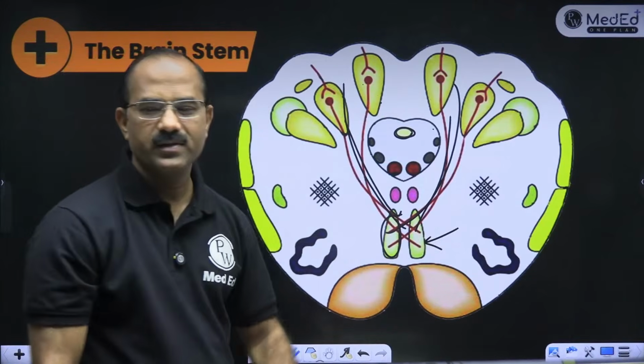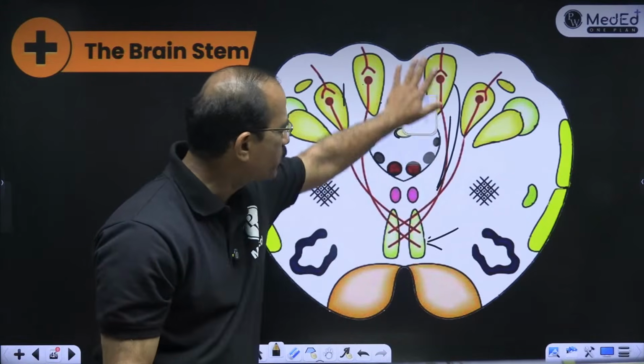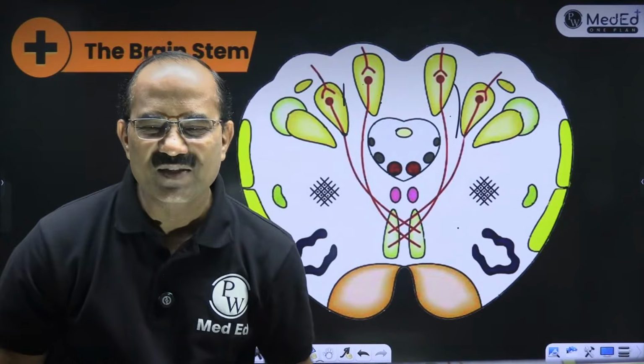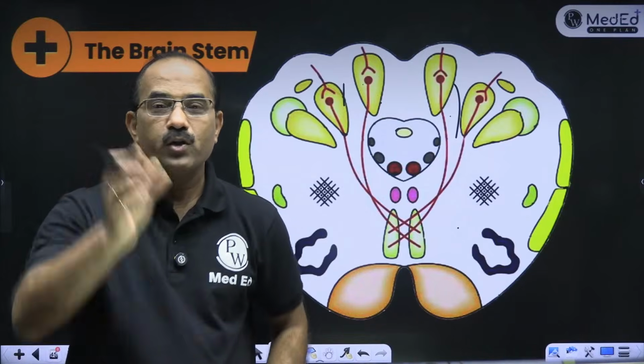What is this tract? Tract का नाम बोलो. You should know this tract. That's the medial lemniscus. Yes, you got this. Very good. Medial lemniscus. ठीक है? तो पहला section क्या था?